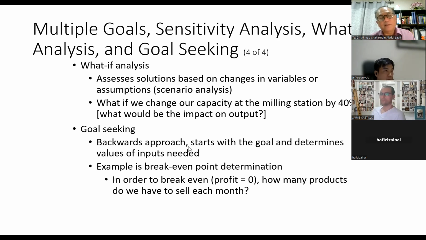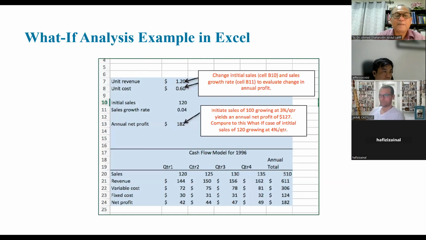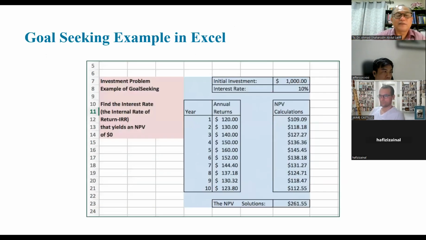Goal seeking is backward. What-if is moving forward. It's the same thing, but working backward. You have X to find Y, or having Y to find X. You just inverse the formula, as we learned in school mathematics. From unit revenue to get the annual profit, or from the profit you go back to find what the unit revenue and unit cost are. This is what-if analysis, goal seeking.